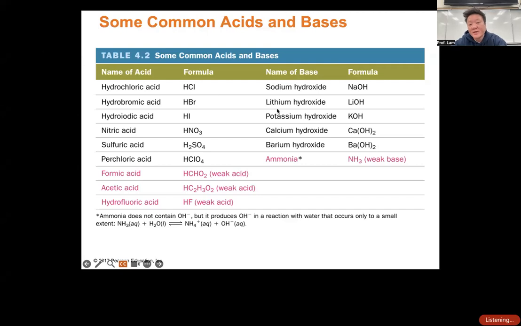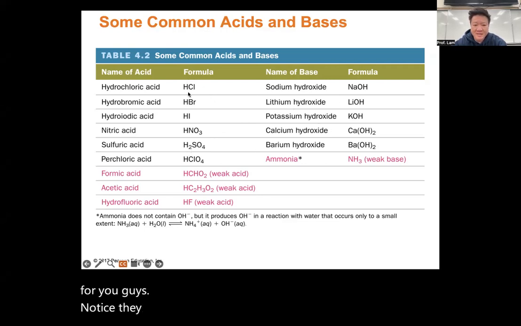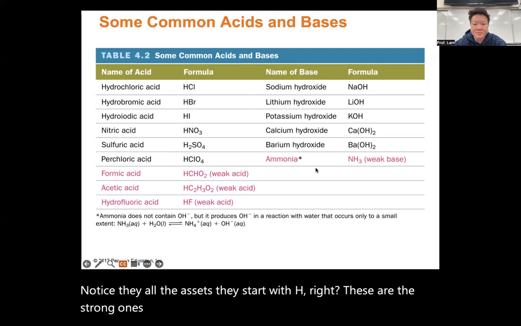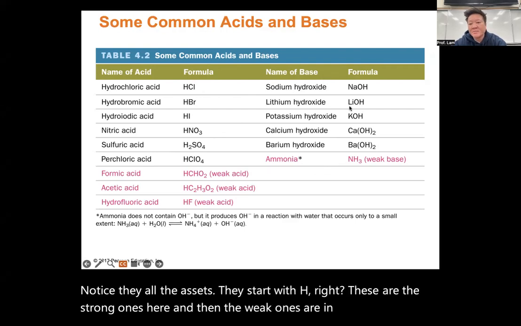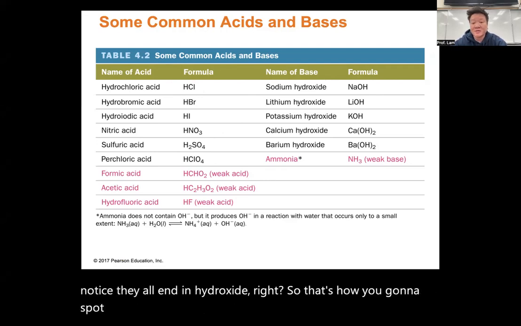All right, so on this slide here, it lists some common acids and bases for you guys. Notice, all the acids, they start with H, right? These are the strong ones here, and then the weak ones are in pink, okay? The bases, notice, they all end in hydroxide, right? So that's how you're gonna spot it, right?